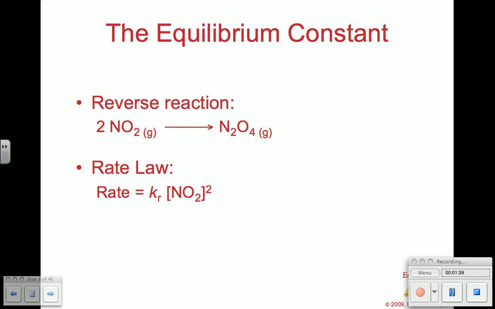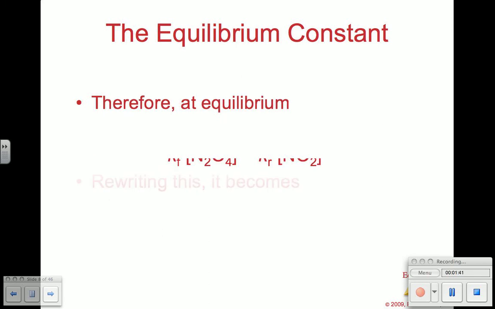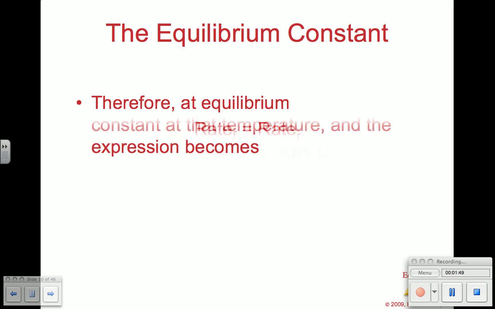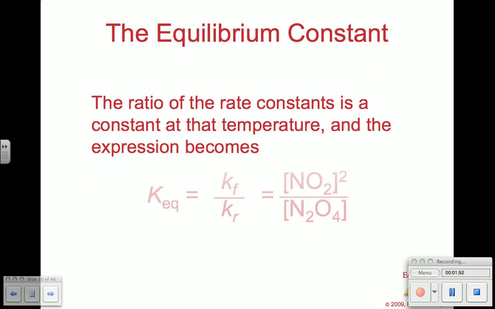I did misspeak. So with the rate, we have the products on the top, reactants on the bottom. Sorry about that. All right, so the ratio of the rate constants is a constant. If you have a constant divided by a constant, it's just going to be another constant, right? So we change the name rather than calling it the forward constant over the reverse constant. We just make it a new constant, and that constant is the equilibrium constant in this case.